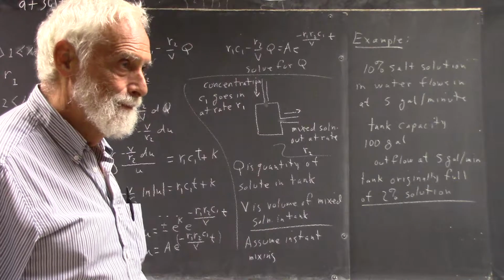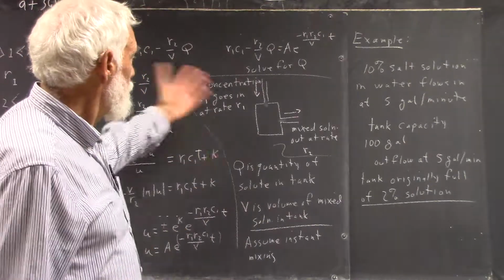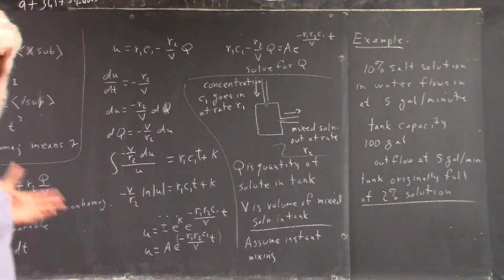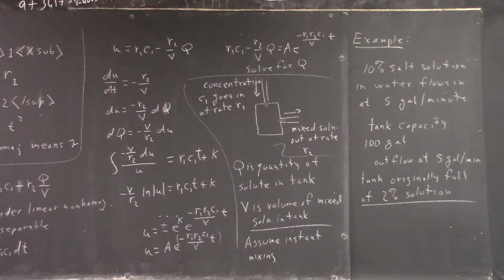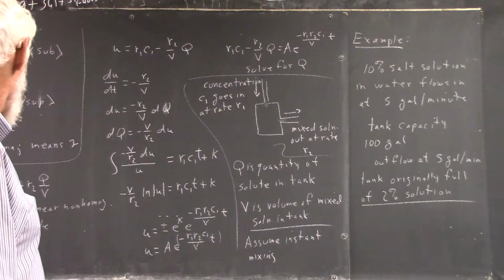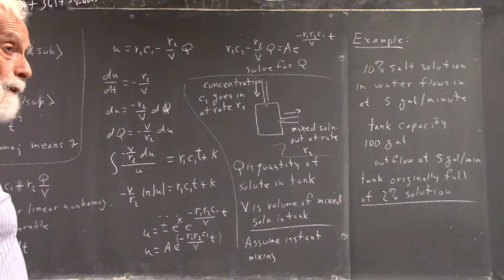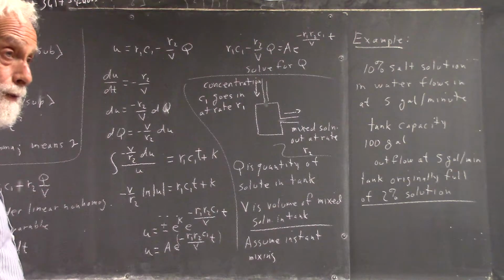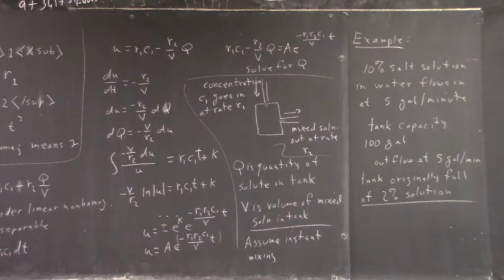Well, can you identify R1, C1, V, R2? Very simple. So it's going to be dQ/dt equals what? 5 gallons per minute times 10%.